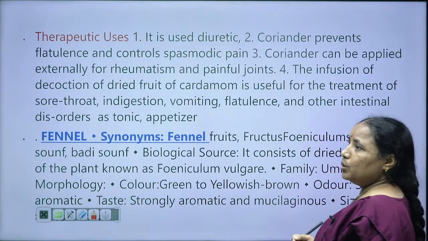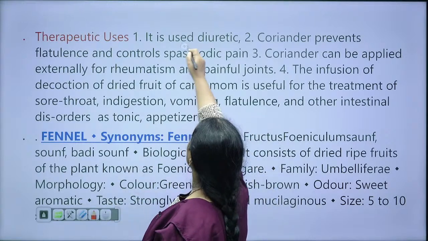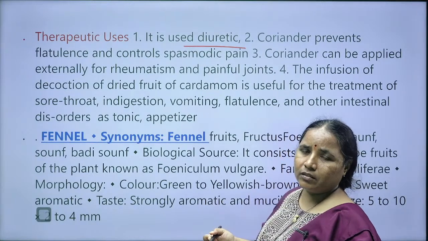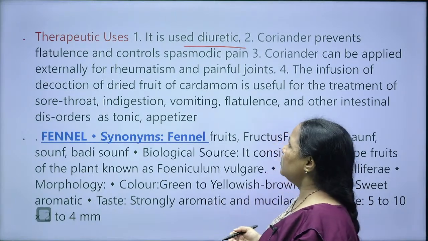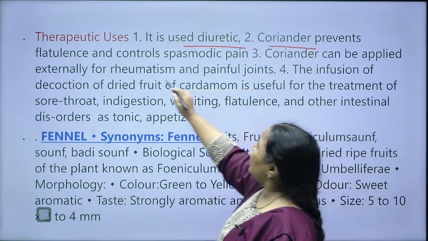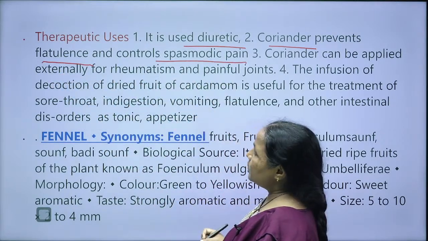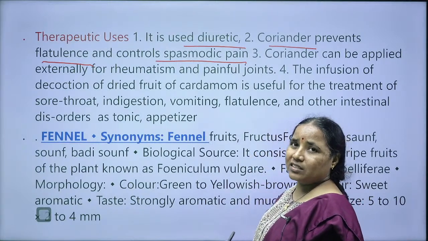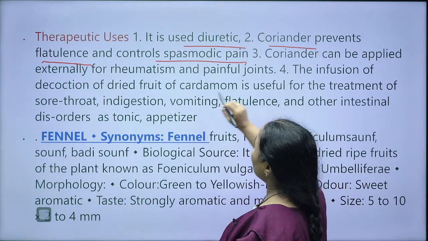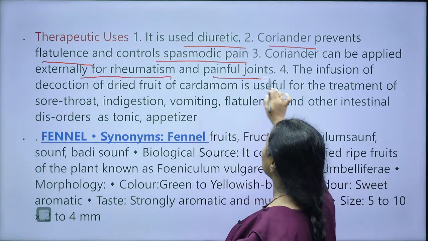And the therapeutic uses of this coriander are: it is used as a diuretic, and so by increasing the diuresis the stomach pain can be relieved. Along with that, it prevents flatulence and controls spasms. Flatulence means if there is any carbon dioxide or any discharge of gases present in the stomach, that can be relieved by using this coriander. And it can also be externally applied for rheumatism and painful joints.